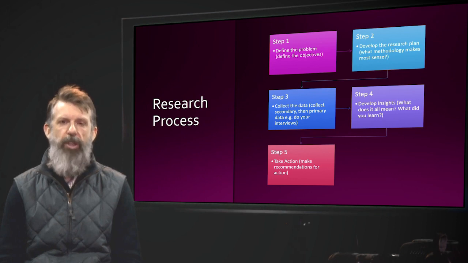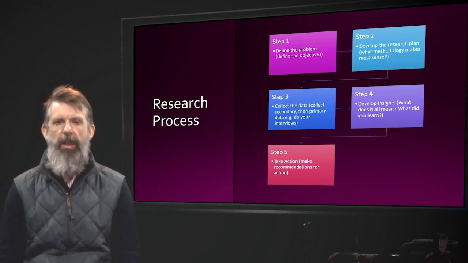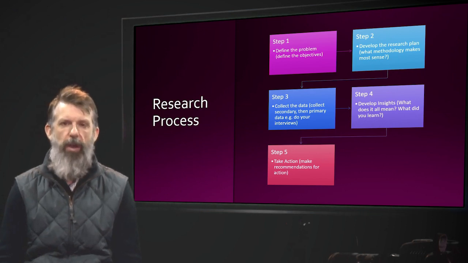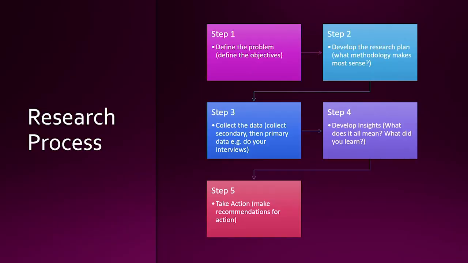If you don't have an objective, you're just sort of blindly walking. What is your hypothesis? What is your problem that you're trying to solve? That is by far the most important step. It is step number one. If you don't do this, you're just blindly going out there looking at stuff. You need something to guide you. And then step number two, develop the research plan. Like, what kind of plan are you going to do? What type of methodology makes the most sense?